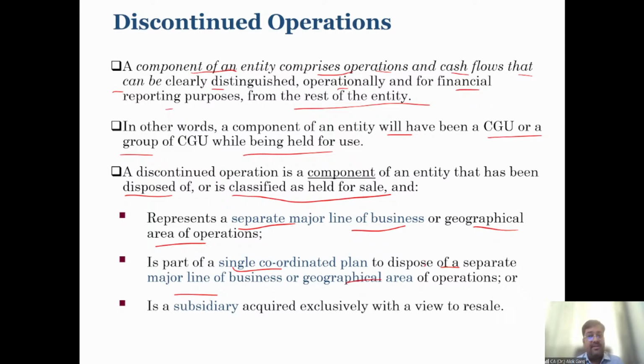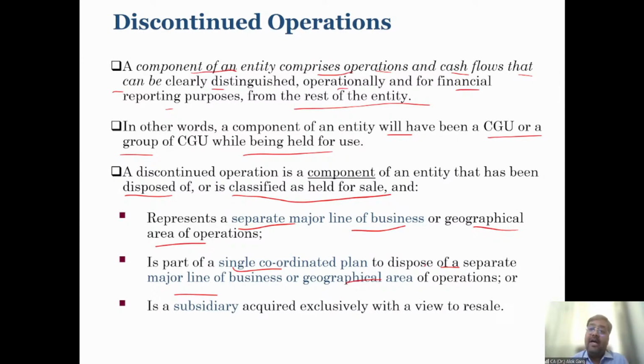For example, McDonald's has 500 outlets, and McDonald's will say that I will discontinue the entire outlets of India, right? So I'll start from North India, then we'll go to South India, then Eastern India, then Western India, then Central India. So this discontinuation is part of a single coordinated plan, right? Clear? So this is a single coordinated plan to discontinue a geographical area of operation.